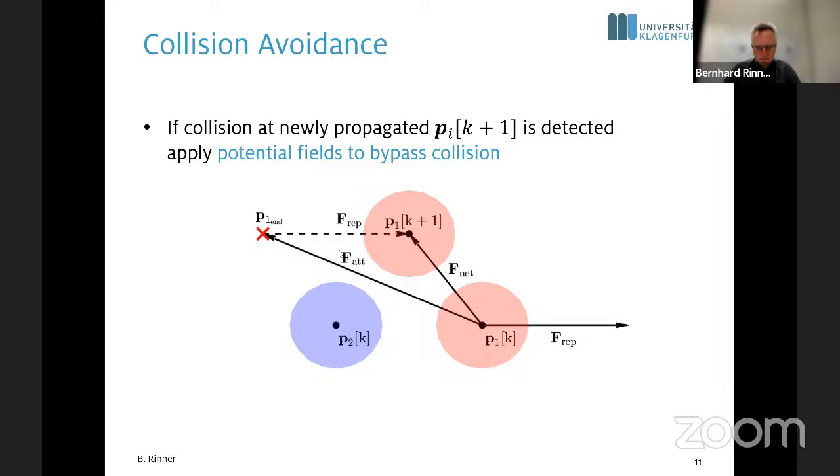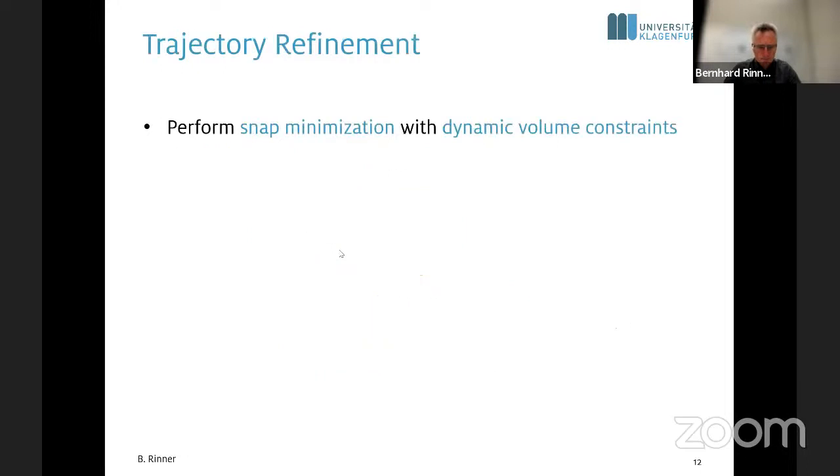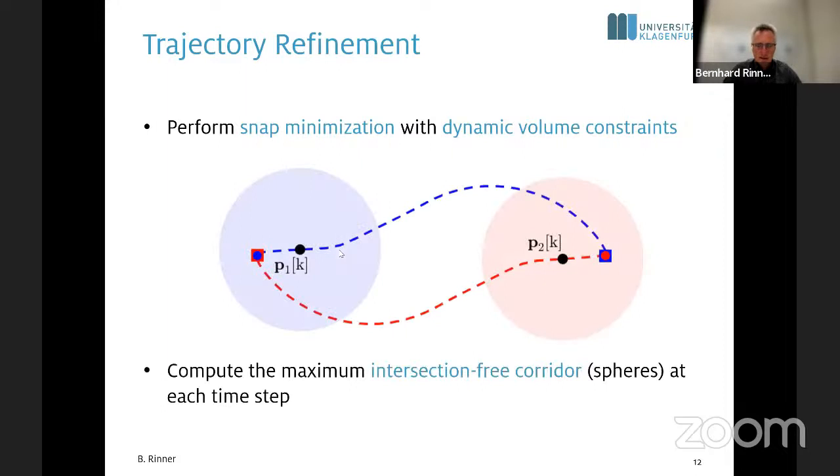When we do that, we can significantly lower the potential collisions of the drones. Then the second step is minimization of energy consumption and mission time, and we apply a snap minimization because this is very beneficial for these quadrotor drones within these dynamic volume constraints.